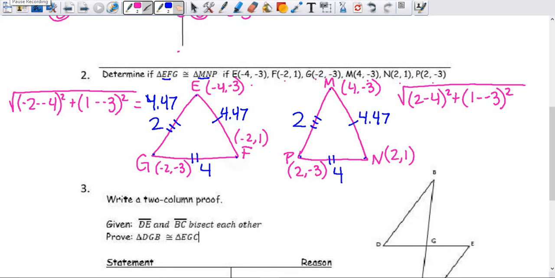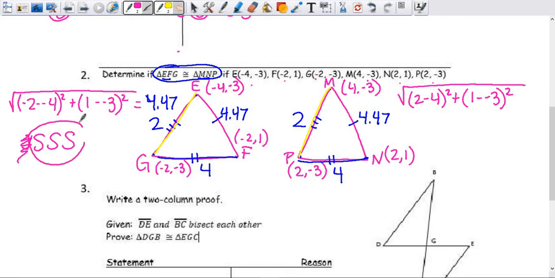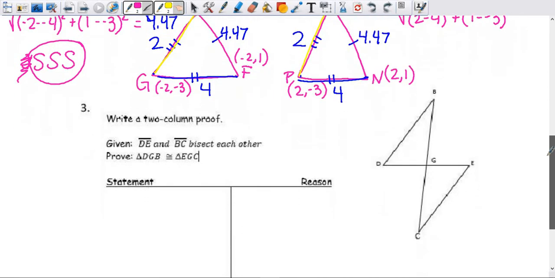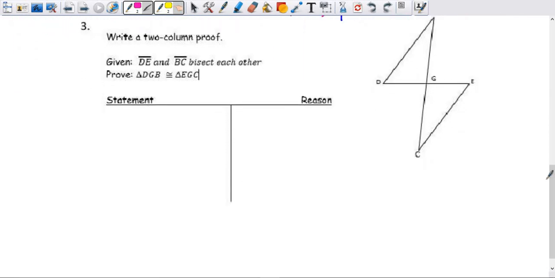So we got that FG right here was 4 and NP was 4, and those sides matched up in our triangle congruency statement up here. So we had those sides congruent, and then we also had that GE matched up with MP. They were both 2, so those sides matched up. So we can go ahead and say that these triangles are congruent by SSS. Alrighty, so if you ever get coordinates, you know you're going for SSS, and you can always use your distance formula to find length.